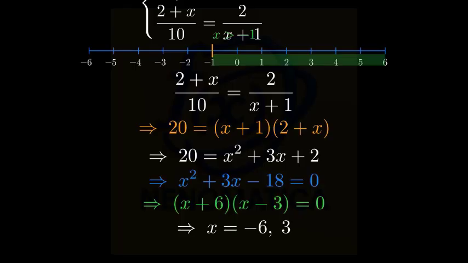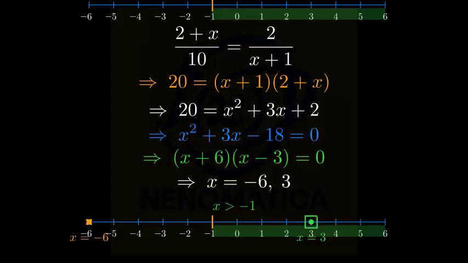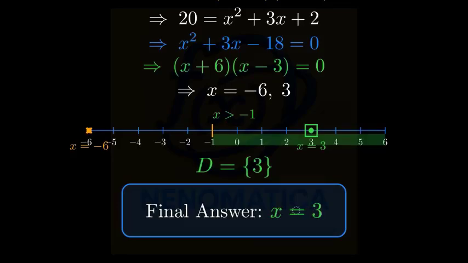Step 8. Check the domain condition x greater than negative 1. Negative 6 violates the domain, so it is rejected. 3 satisfies the domain. Therefore, the solution set is left brace 3 right brace. Final answer x equals 3. The valid solution set is curly brace 3.